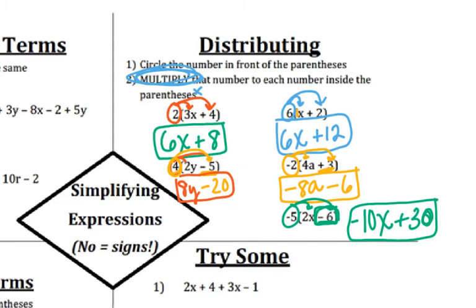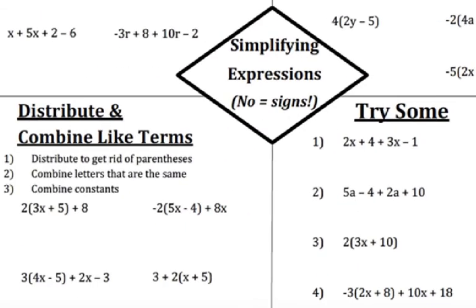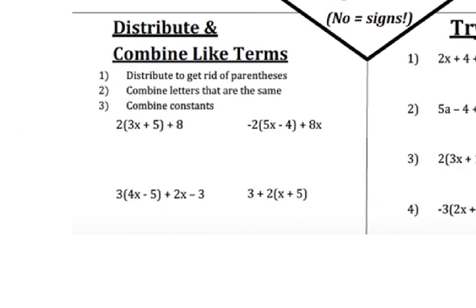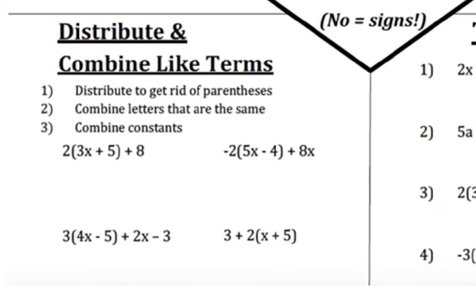Okay, so distributing you've done for years. That's not difficult. We just take the number in front and we multiply it times both terms. Okay, the last thing we're going to learn today is when you have to do both. But it's not difficult. So let's try this first one here.